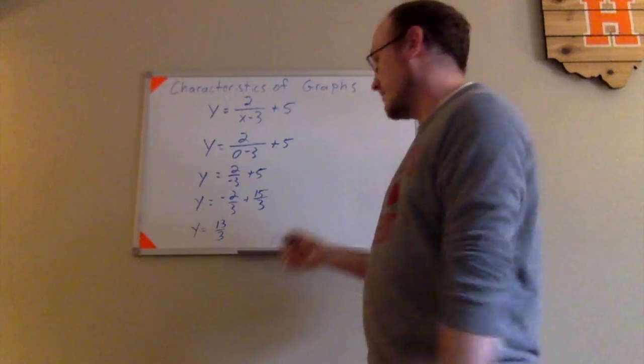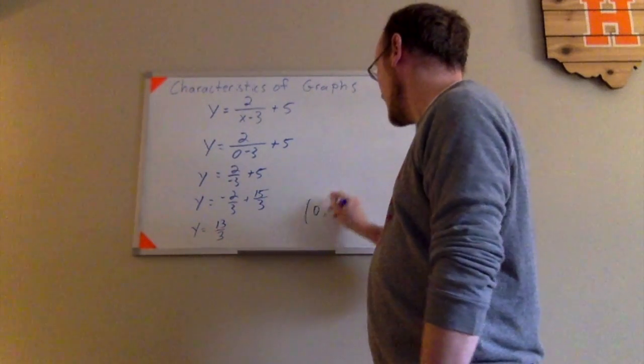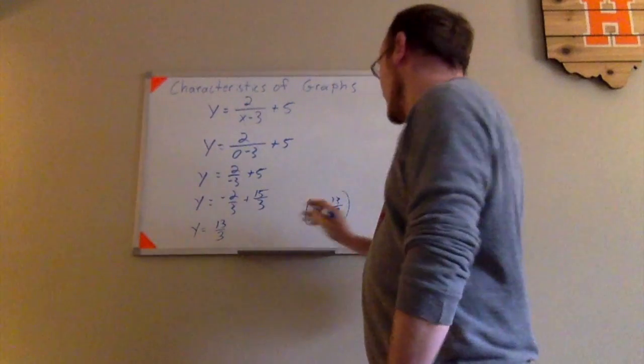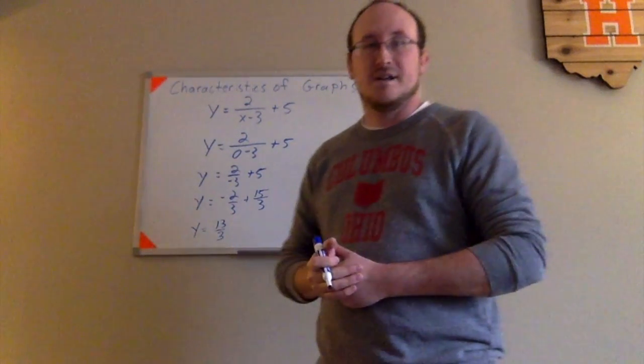which if you wanted to write that as the coordinates of the point, I'd be okay with that too. Since that's on the y-axis, that would be 0, comma 13/3, like that. But you can certainly just tell me the y-intercept is 13/3, and I would be perfectly fine with that and accept that answer.